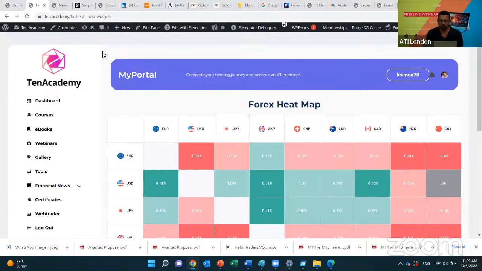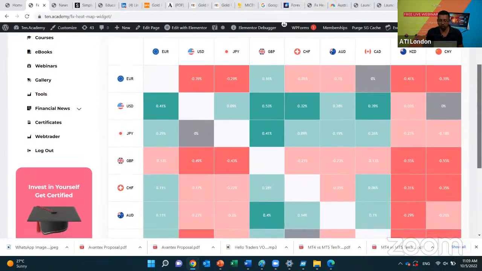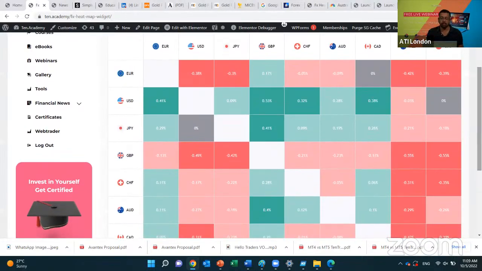What I'll be doing right now is checking the FX heat map first on the 10 Academy dashboard. This is the tool we use to understand where the concentration of buy traders and investors is towards which instruments. To do that, we keep an eye on the red and green squares, but focus on the currencies on the left.